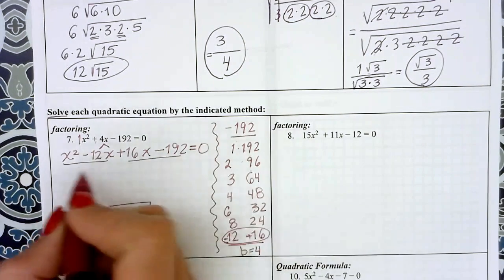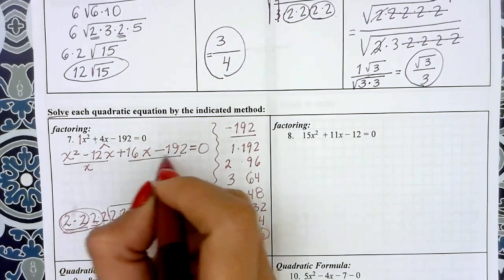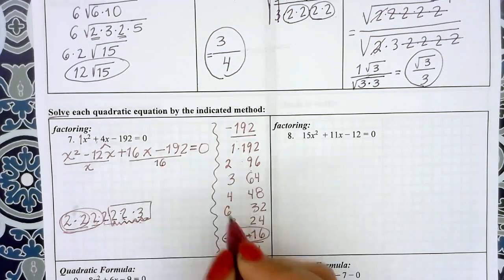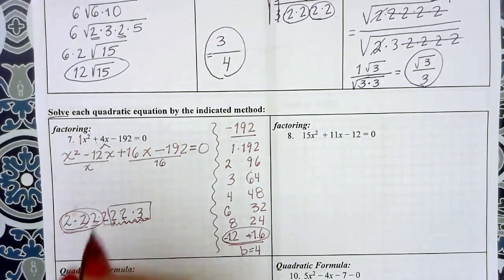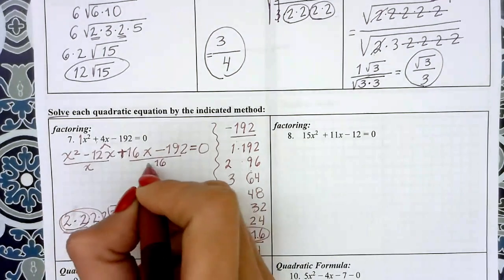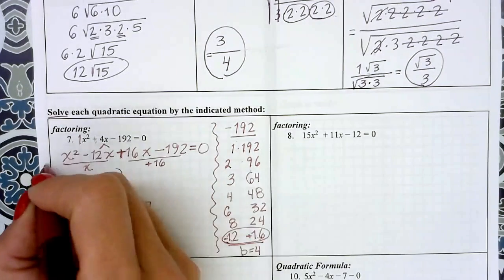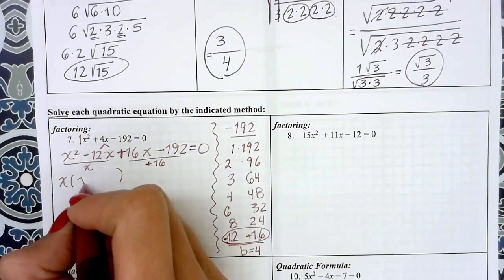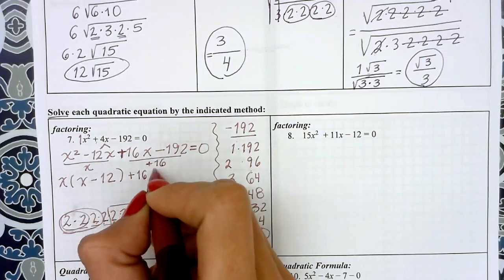Here I'm grouping. I'm going to take out my greatest common factor here, which is x. I'm going to take out my greatest common factor here, which is 16. If you look right here, 16 times 12 is 192, right? Also, if this is a plus sign, essentially this gets a plus sign as well. X is going to factor out. I'm going to factor that out. I'm dividing it out. So what's left? X minus 12. The plus 16 is going to factor out. What does that leave?